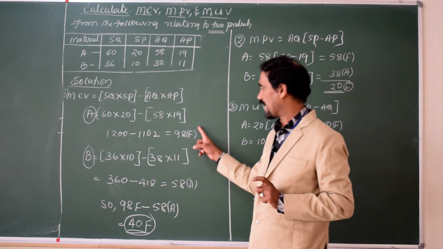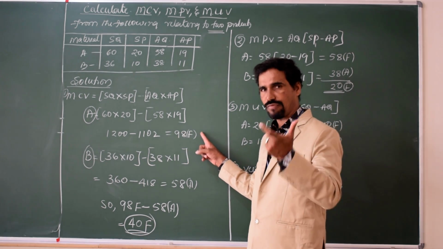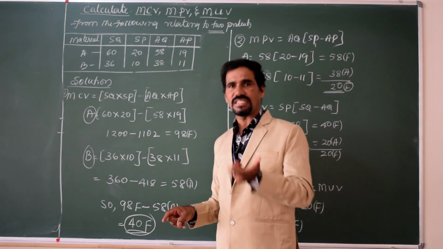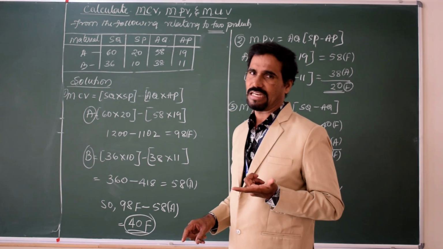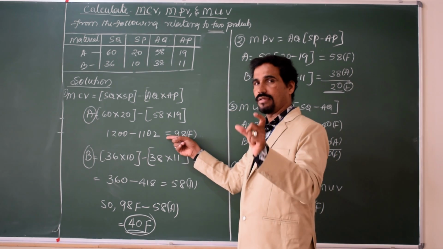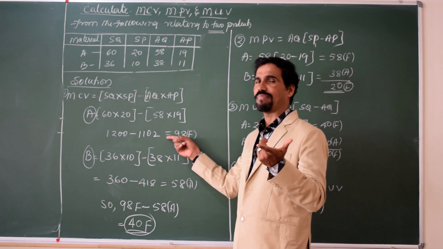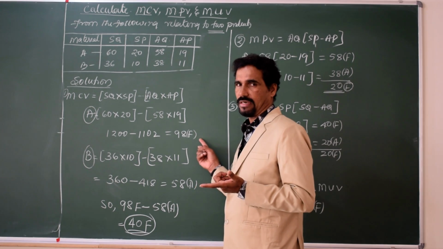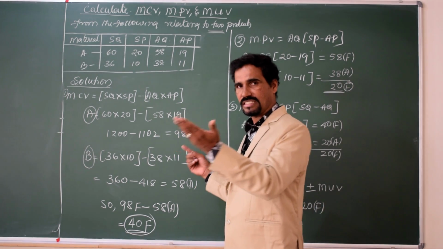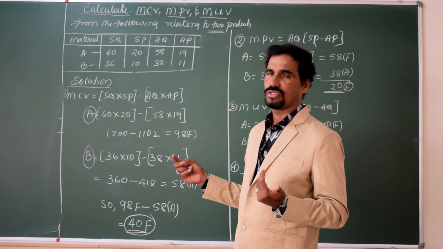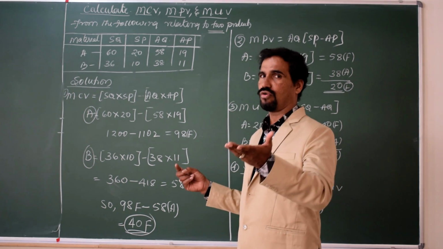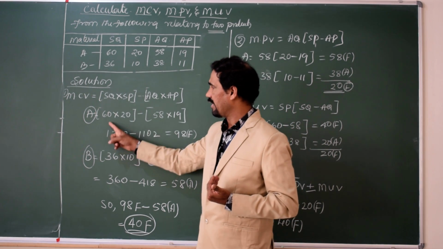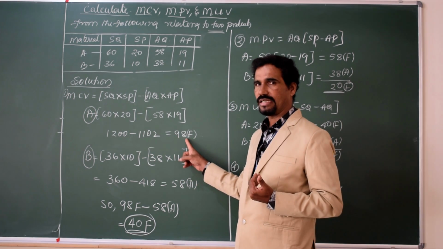98 F, where F stands for favorable and A stands for adverse. Favorable means cost is less than the sales. For example, if my cost is 5 rupees and I sell for 6 rupees, that is called favorable. If I sell for less than 5 rupees, it is called adverse. So cost is always less than the sales. So material A cost variance answer 98 is favorable.